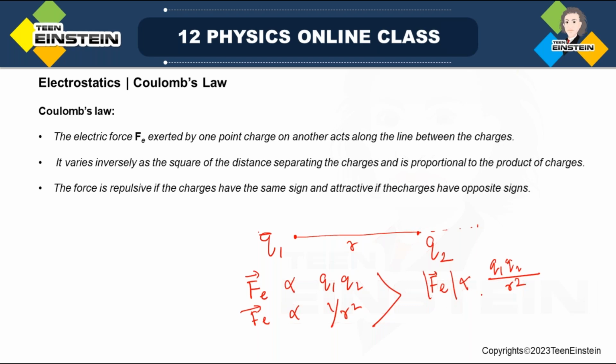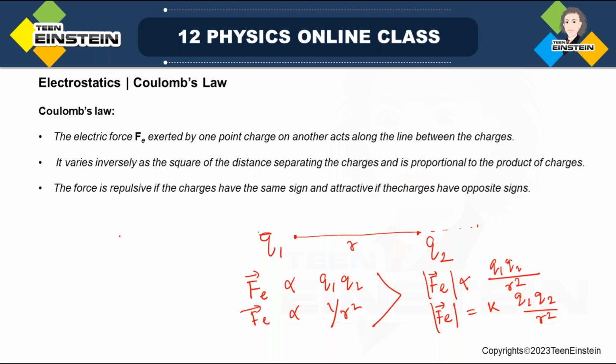Now anyway, this is not going to help us. We have to always go for an equation. So for the magnitude, if I write an equal sign, there should be one proportionality constant, let us say k, and I will obviously tell you what it is. So this is actually Coulomb's law or Coulomb force.